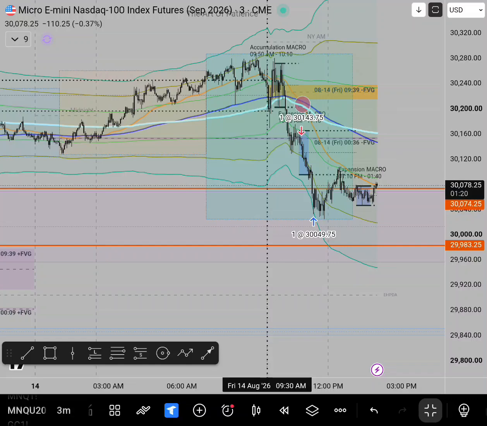And if you're struggling with timing and things like that, I believe that this system will help you out a lot. If you're an ICT trader, I believe this will help you out. And I know ICT is against indicators, but I believe that this is a good system, a good strategy.